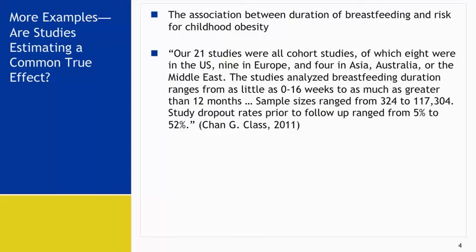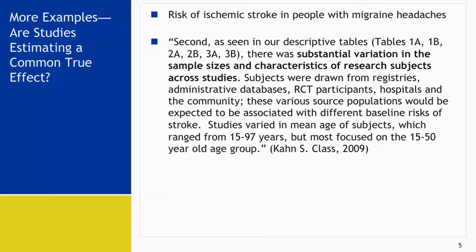Again, since all these studies are brought together in a systematic review and meta-analysis, they are answering a clinical question, which is: is there any association between the duration of breastfeeding and the risk of childhood obesity? But each study is different from another study. And we're concerned about whether, for example, the duration of breastfeeding is associated with the association you're going to see. Okay? Here is another example.